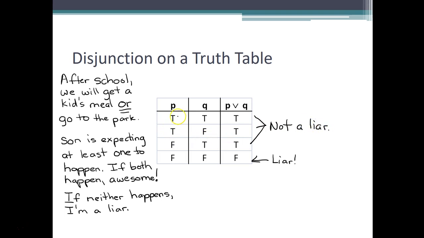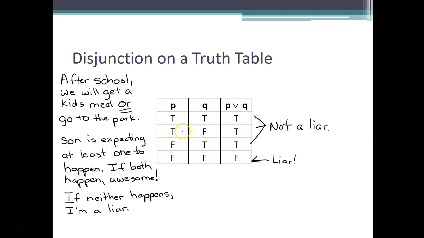Because here, P's true, Q's true, that means I went ahead and gave him the kids' meal and took him to the park. So with the or, he's super happy because he's only expecting maybe one of those to happen. And I went ahead and did both. Woo, yippee. True, false: got the kids' meal, didn't go to the park. That's okay because I said or.